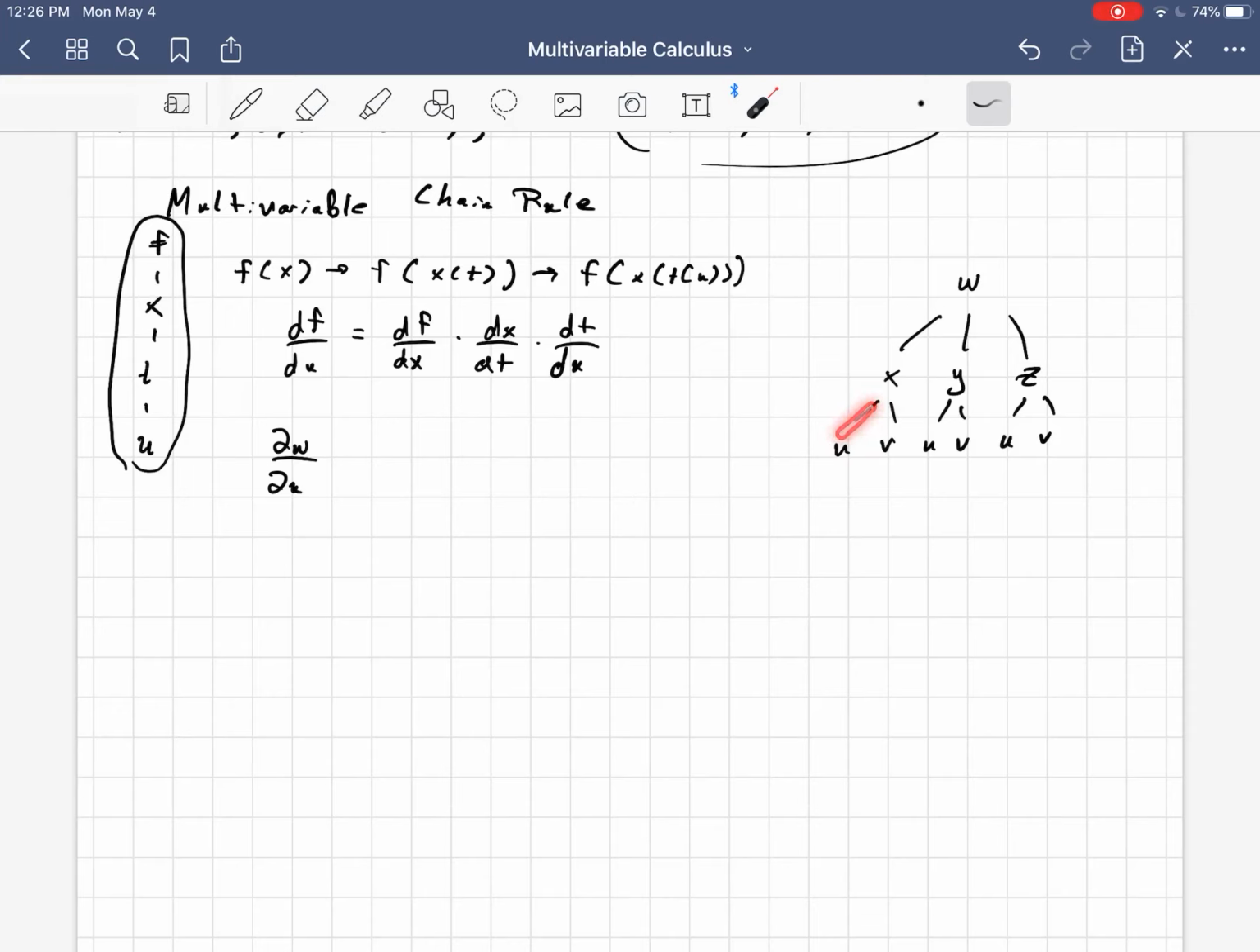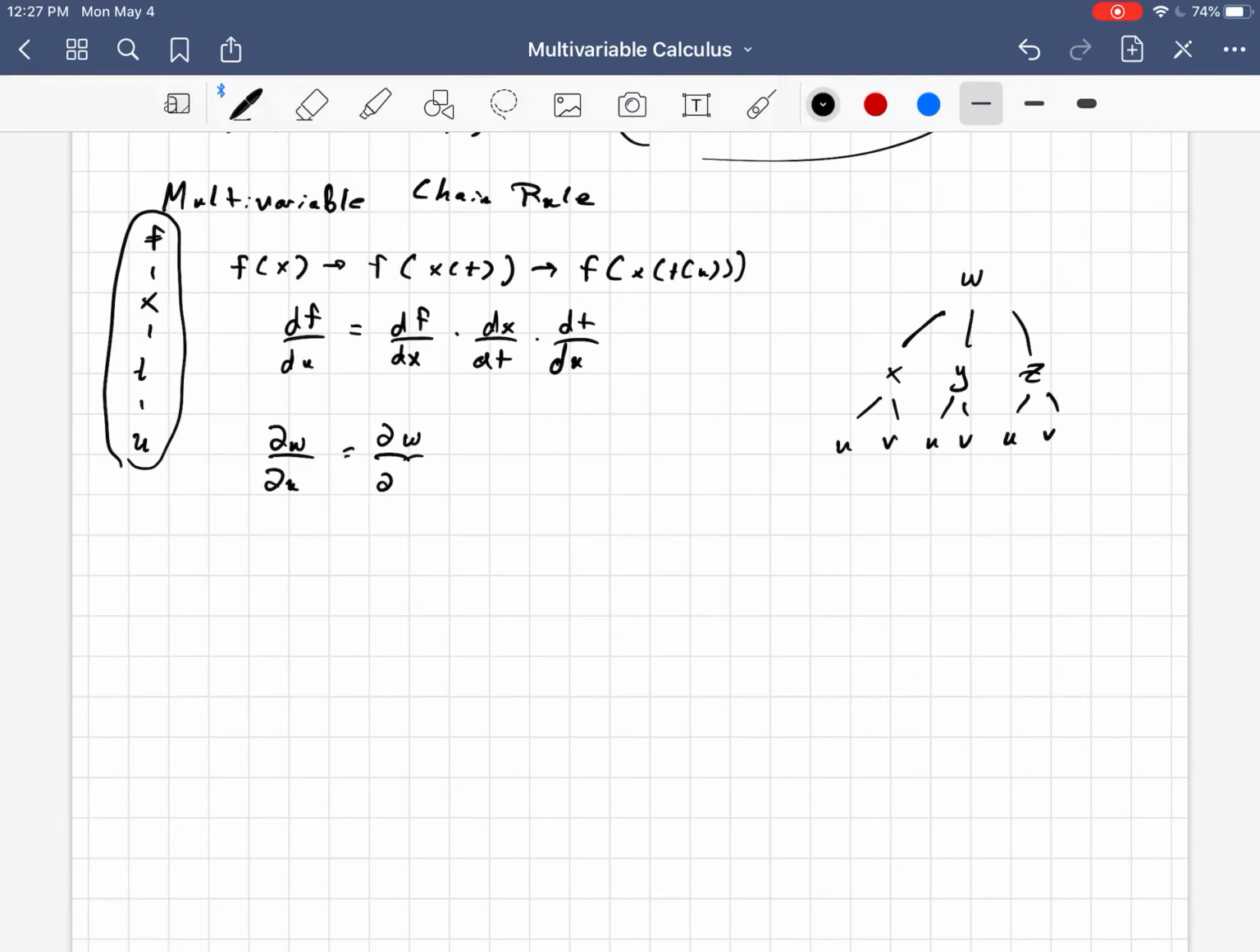We can either go w to x and then x to u, w to y and then y to u, or w to z and then z to u. And so what that looks like is we basically take the sum of multiplying along each of these branches. So we would have the partial of w with respect to x, not f here, we're using w. And then we would go along that same branch from x to u, so we'd have the partial of x with respect to u. And so we're multiplying there because we're going along that same branch.